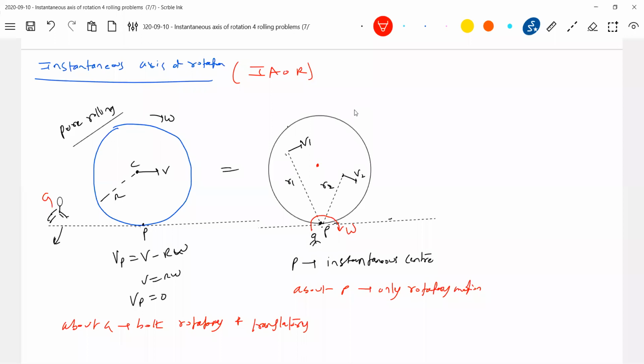This is the core idea of this one. G means above the ground, somebody standing here. P is the instantaneous center. Tell me which one you like. I really like this one. This is easy. So therefore I'll give priority to this.